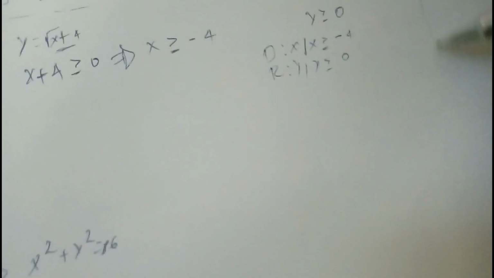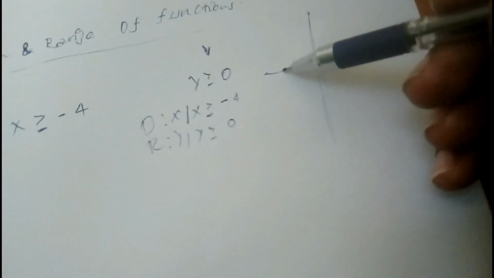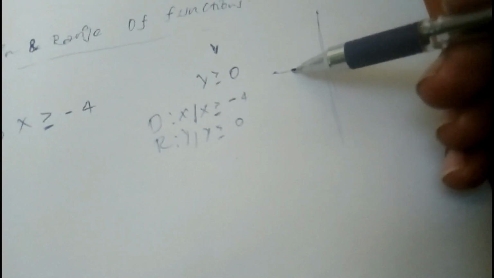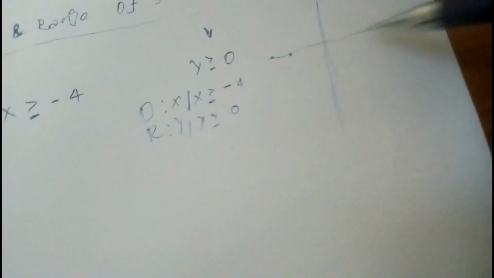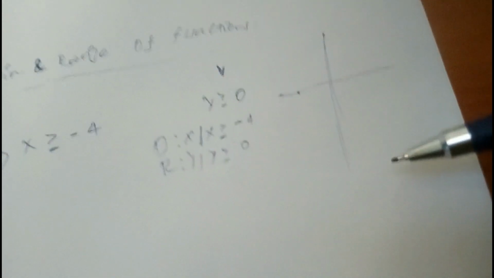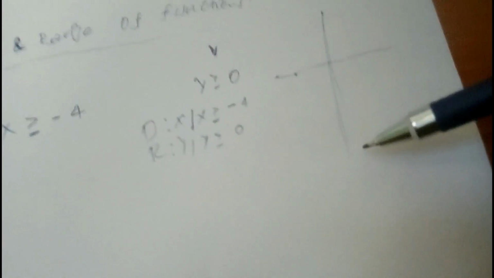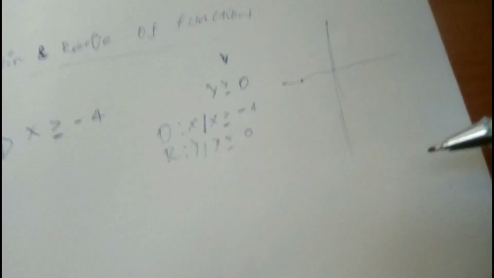Look, if this is the xy coordinate plane and our domain is x greater than or equal to negative 4, we can draw the graph beginning from here to the right side. We can't go behind this because our domain limits us. Our range is y greater than or equal to 0. Our graph must be above here. It mustn't be under here because our range limits us.